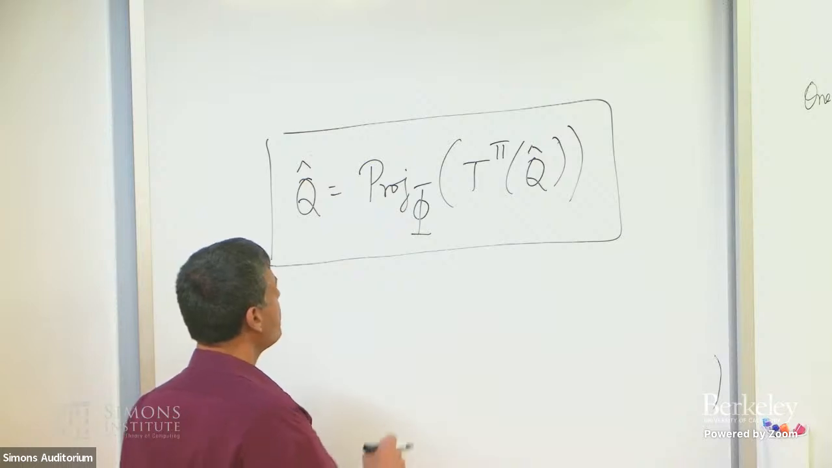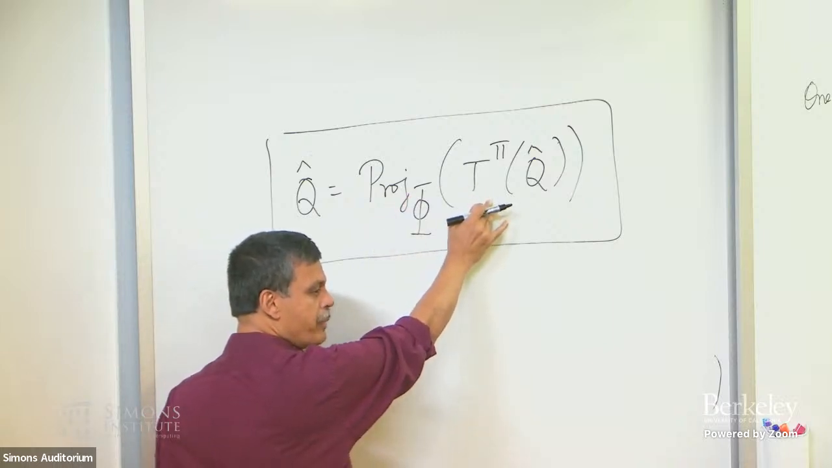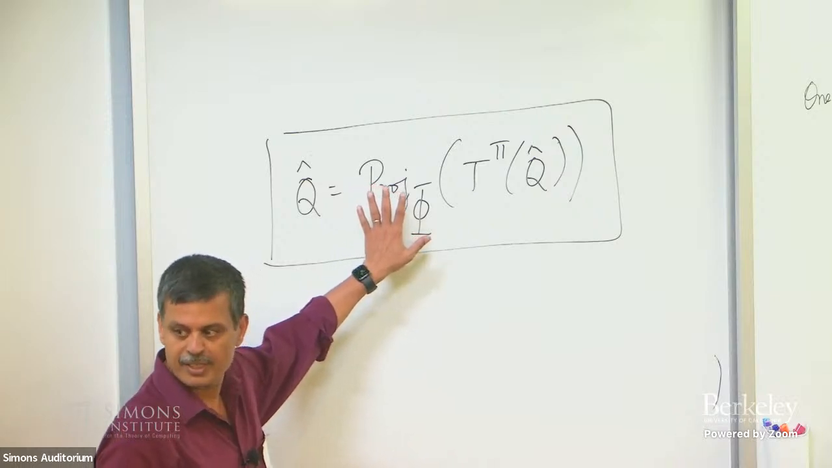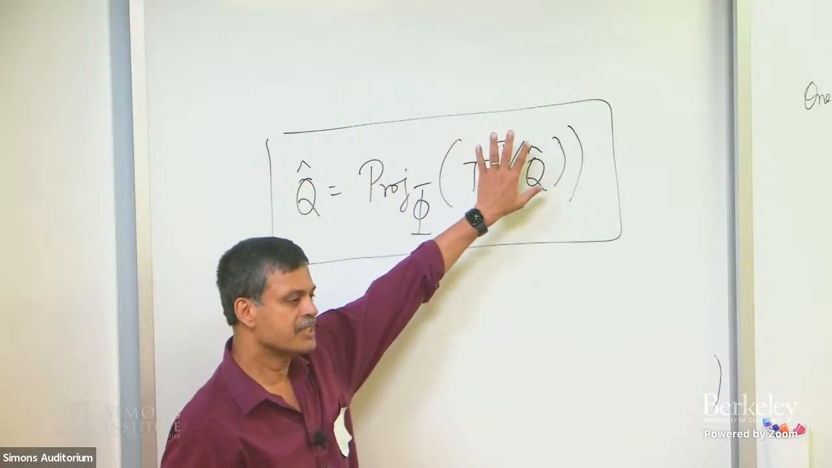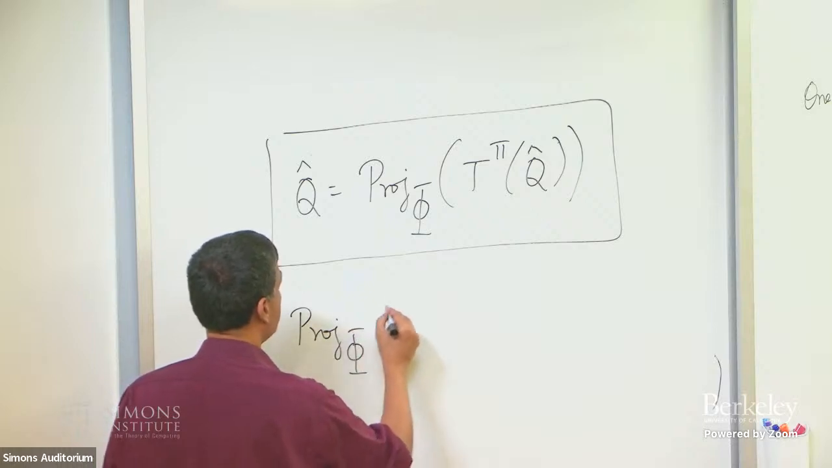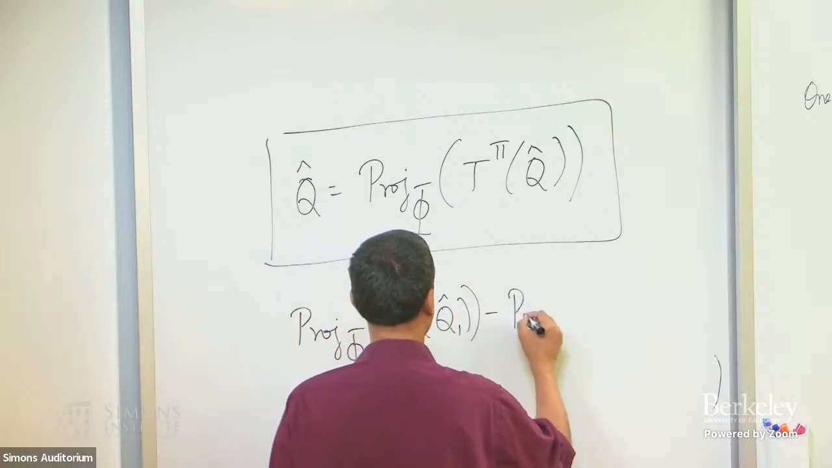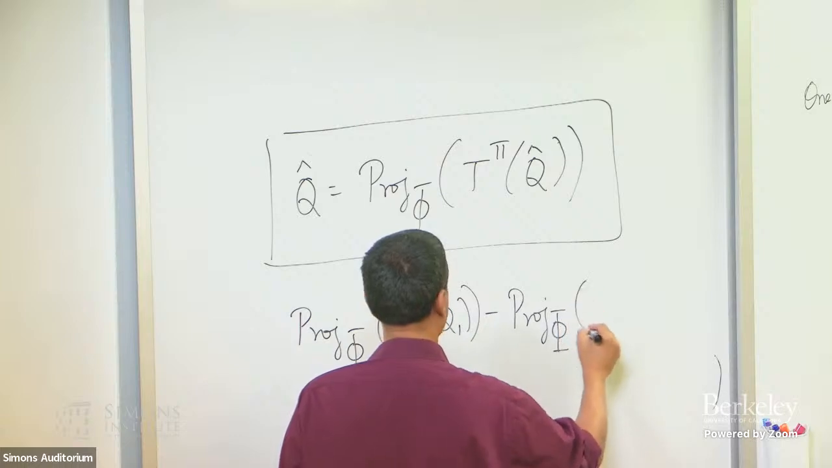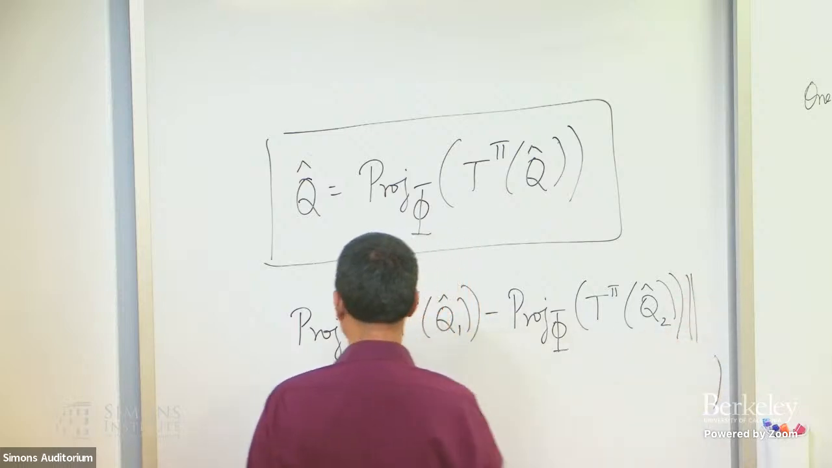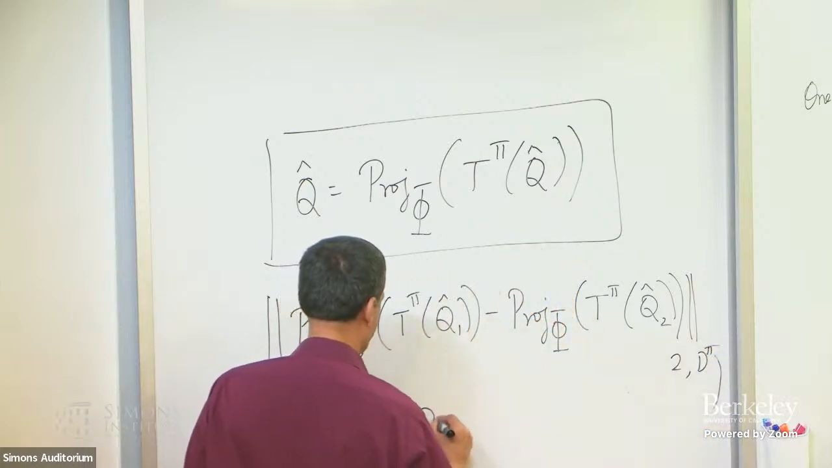Okay. Now, since we know T pi is a contraction, projection composed with T pi is also a contraction because it's well known that the projection operator is non-expansive. Okay, so projection operator is non-expansive. This is contractive. So the projection of T pi Q hat 1 minus projection of T pi Q hat 2, in the same 2d pi norm, is less than or equal to gamma times the difference.